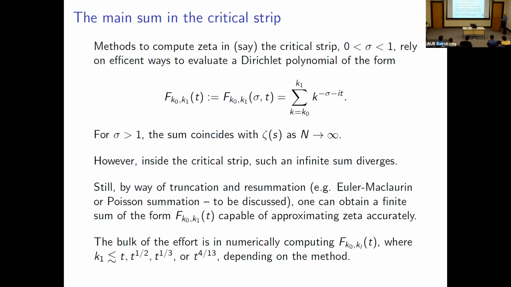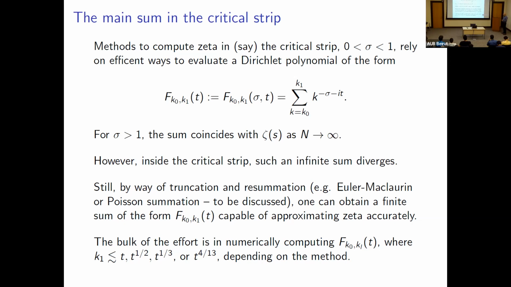basically if you look at the sum from 1 up to n and take n to infinity, you get the usual Dirichlet series for zeta, provided that sigma is greater than 1. But this Dirichlet series diverges when you're inside the critical strip. So you can't use it directly.